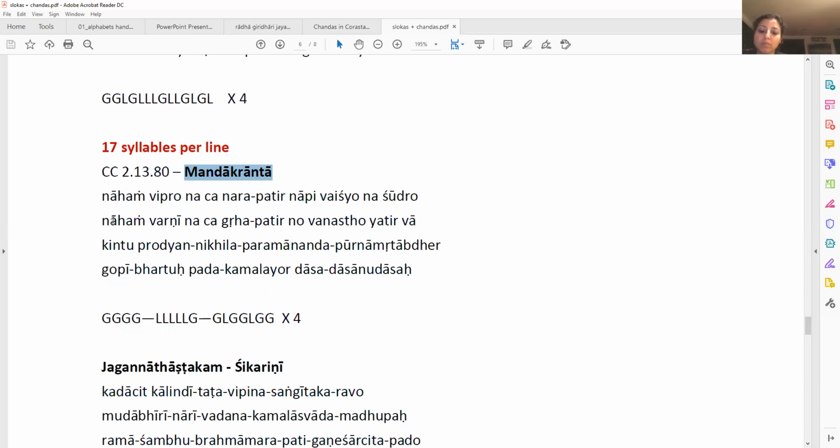This one again, it's like it's going across and then suddenly there is a dip. There is speed. It picks up speed. Naham vipro na cha narapatir napi vaishyo na shudro, naham varni na cha grihapatir no vanastho yatirva. Yeah? So that is Mandakranta, 17 syllables.